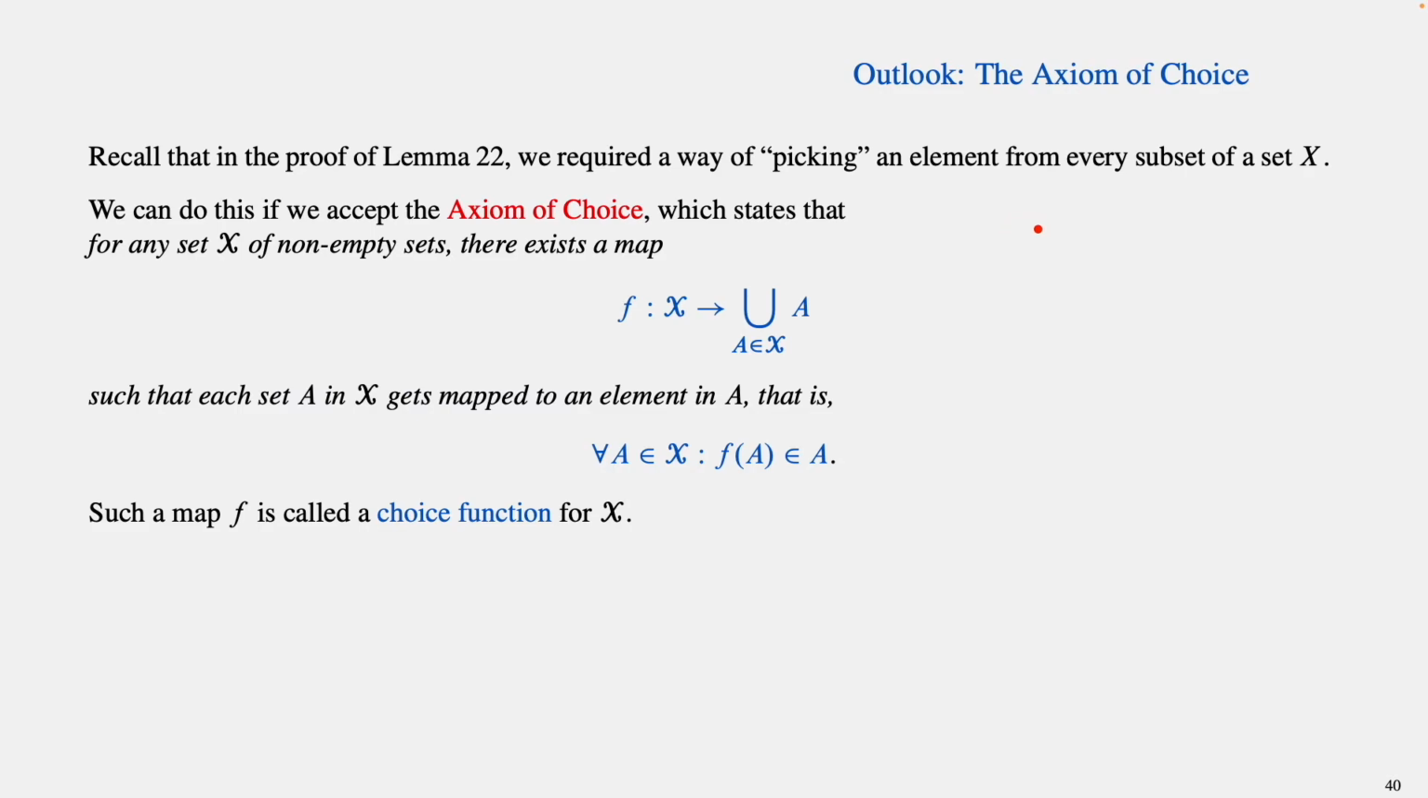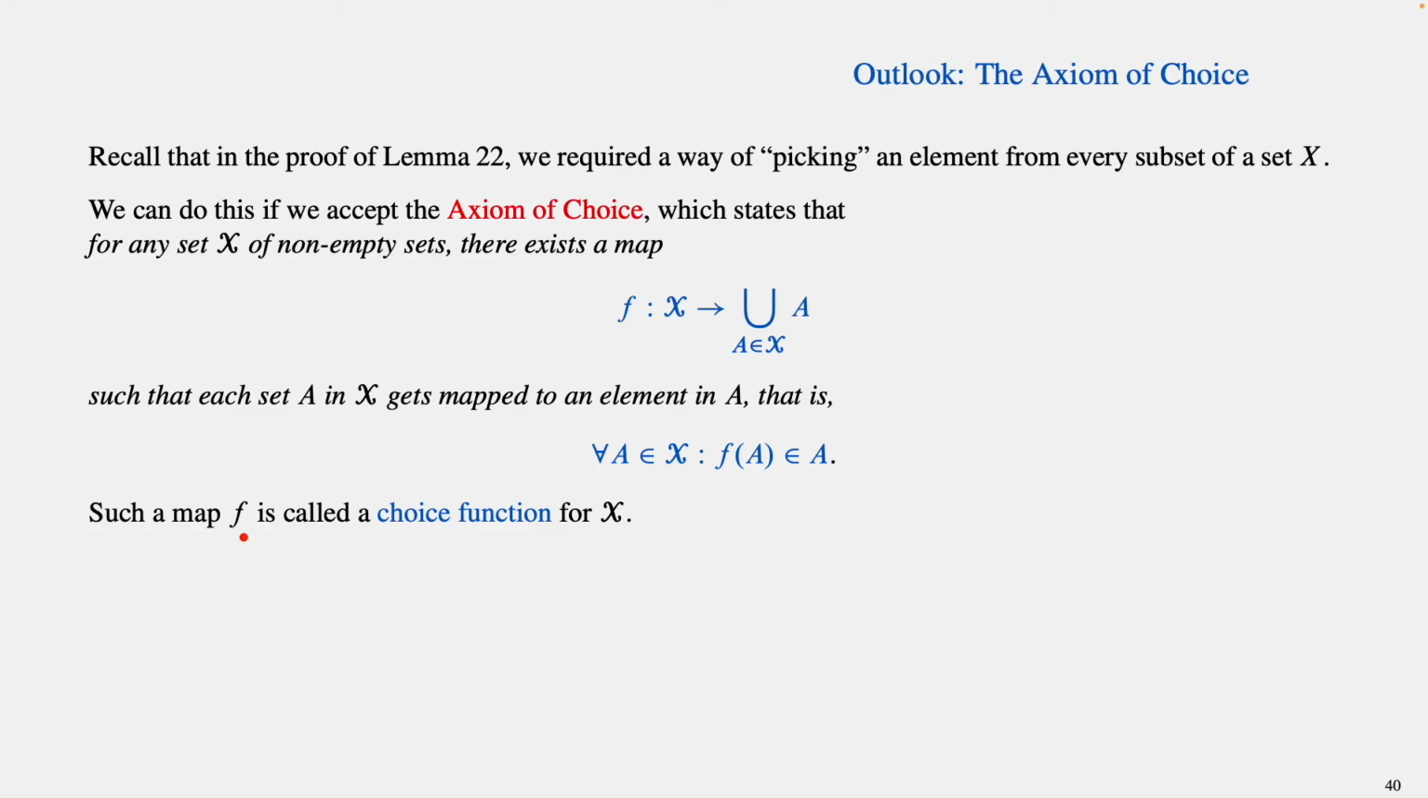Now, as a little outlook, I want to get back to this axiom of choice that I mentioned before. In the proof of the lemma we just had, we required a way of picking an element from every subset of X. And this can be done if we accept the so-called axiom of choice, which states the following. We're given any set X of non-empty sets, so a set X whose elements are sets themselves. Given such a set, there exists a map F from X into the union of all the sets that are the elements of X, in such a way that each set A in our collection X of sets is mapped to an element in A. That is, for all A in X, F of A is an element of A. That's a bit hard to get your head around when you see it for the first time, a set containing sets as elements and then sets being mapped into themselves.